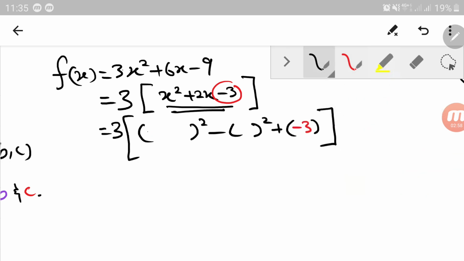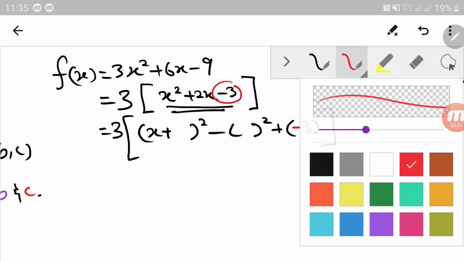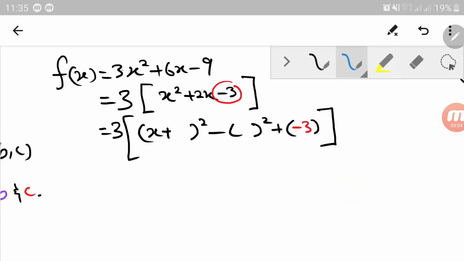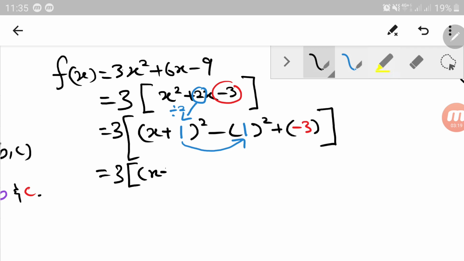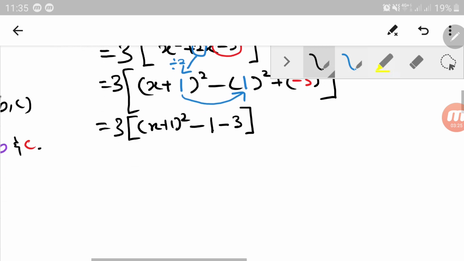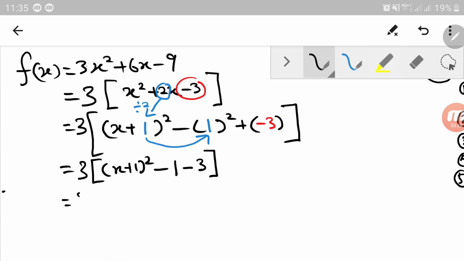Then the big box has two things. The first thing is x, and the second thing is to copy the b here and divide it by 2. So 2 divided by 2 is 1. To fill up the small box, I just copy the 1 over here. Then we solve them. So 3 times ((x plus 1) squared minus 1 minus 3). Minus 1 minus 3 is minus 4, so just multiply it by 3, so it's minus 12.